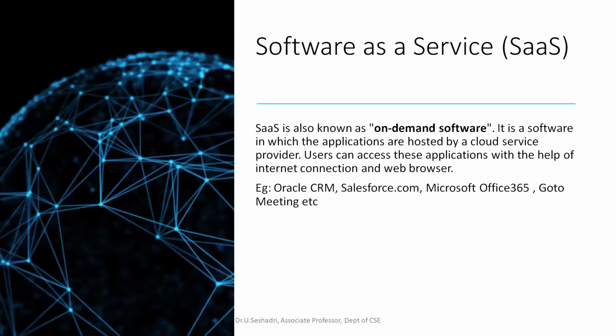Next, the other model is software as a service. We also call it on-demand software. Everything can be managed by the providers. Only we have to use it. The examples are Oracle CRM, Salesforce, Microsoft Office 365, GoToMeeting, Zoom meeting, and ERP system. Those are the examples for software as a service. You no need to take care of anything. We have to use the application. We have to use the service. That is software as a service.